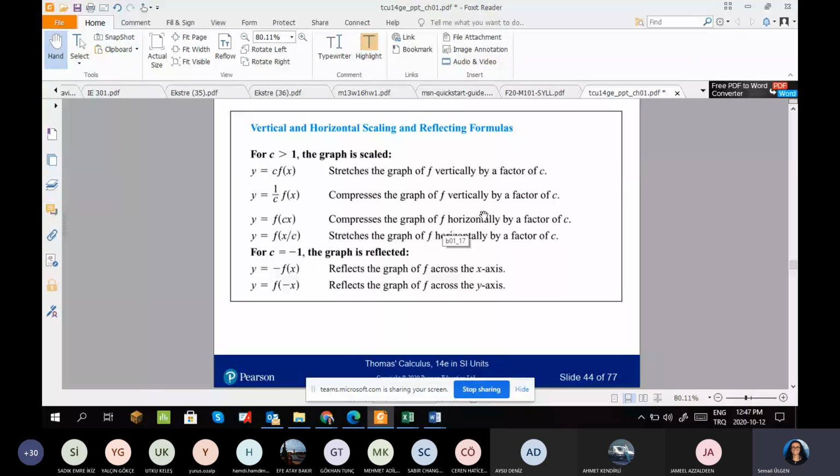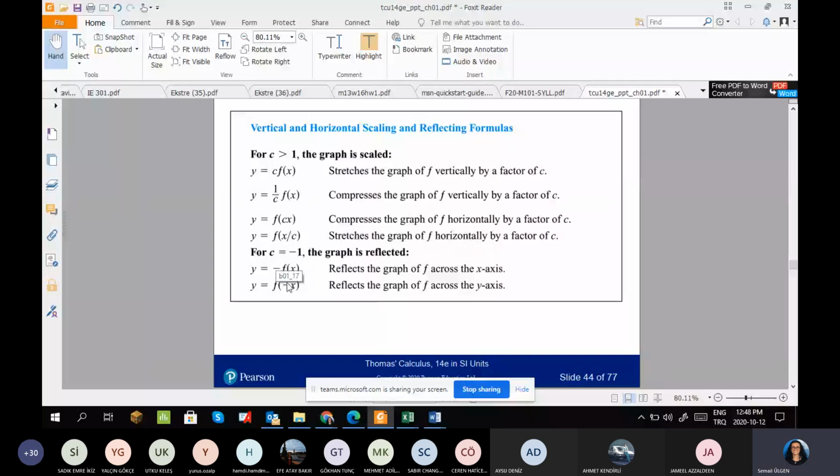I'm going to tell you what these mean. On the other hand, if you divide x by c, since c is bigger than 1, it's going to stretch the graph of f horizontally by a factor of c. These are a little bit more complicated than what we just learned. What happens when c is -1?